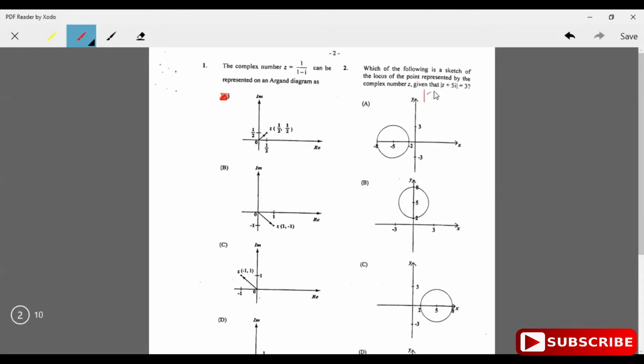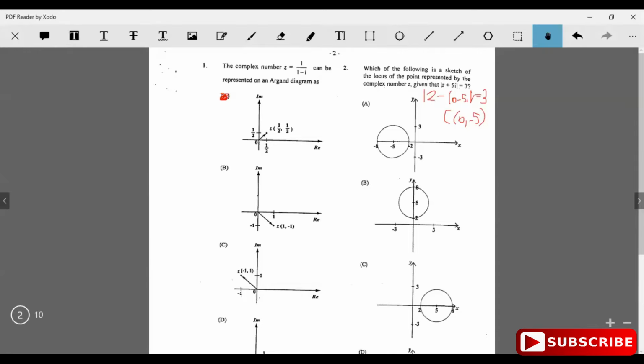To write it in the form z minus the center, you write it as z minus (0 minus 5i). As the modulus is equal to 3, the radius is 3, and the center is 0, negative 5. So looking for 0, negative 5, that's option D. Very good.